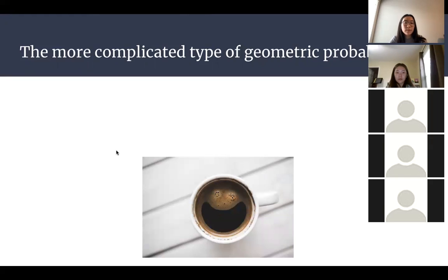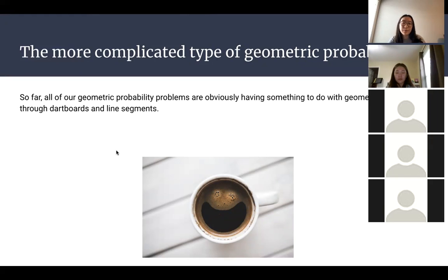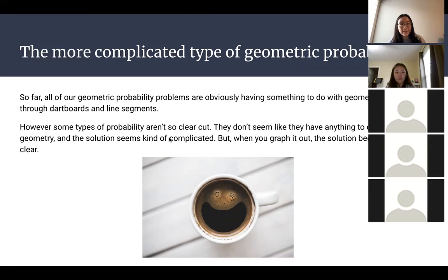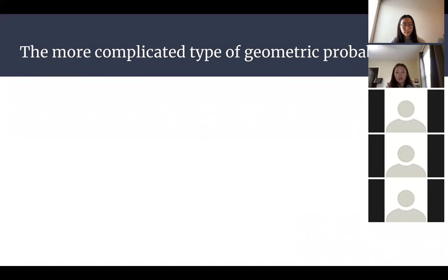Okay, so there are actually some very complicated ways you can use geometric probability. Some, like the ones we've just done, are very obviously related to geometry, such as with area. But other types of problems aren't obviously related to geometry, but when you graph them out, that's the way to solve them. So let's see an example.